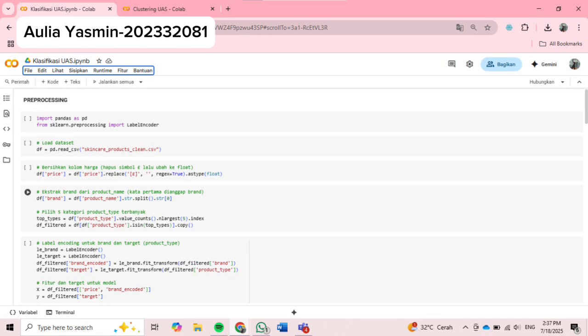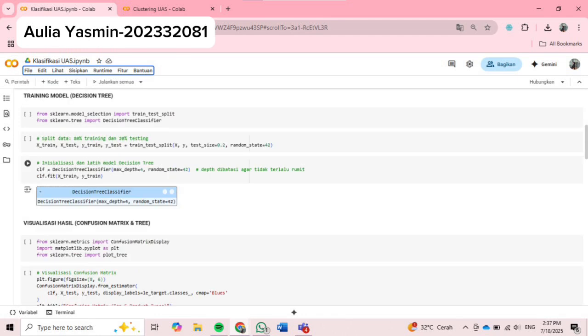In the preprocessing stage, I removed the currency symbol from the price and converted it into numerical format. Then I extracted the brand by taking the first word of the product name and encoded it using label encoder to convert it into a numerical value. The same encoding was applied to the product type, which serves as the label for classification. To keep the model and visualization readable, I selected only the top 5 most frequent product types for classification. This helps prevent confusion in the confusion matrix and improves accuracy in a multi-class scenario.